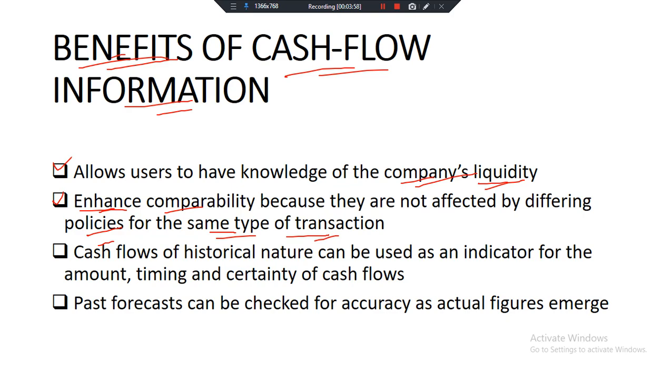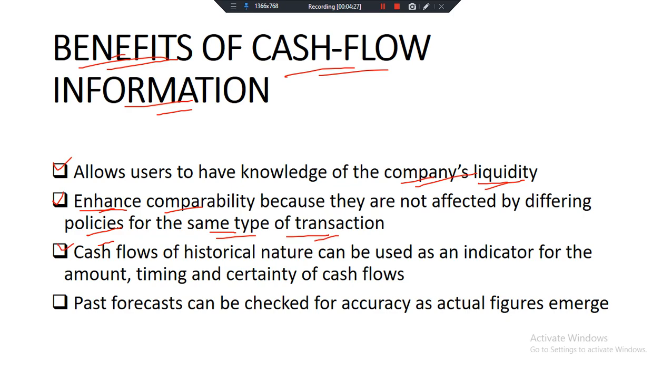But the statement of cash flows is direct and straightforward. It's not affected by differing accounting policies and standards that are used by different companies. So the statement of cash flows is straightforward: how much money came into the business, how much money left the business, and how much money the business has at the end of the period. So it's easy to compare the position and performance of the company.